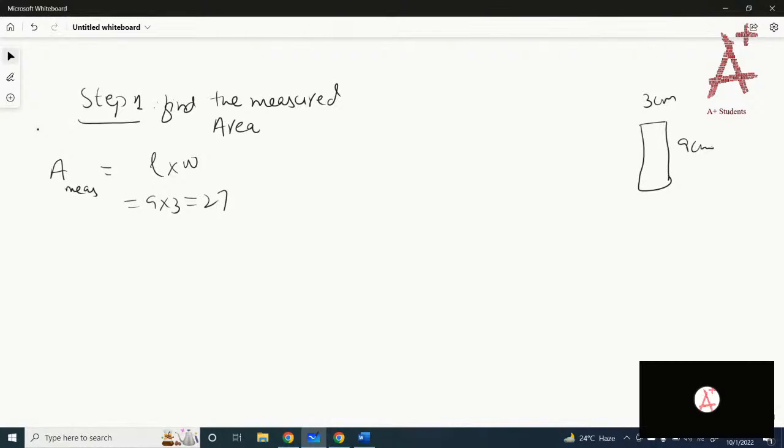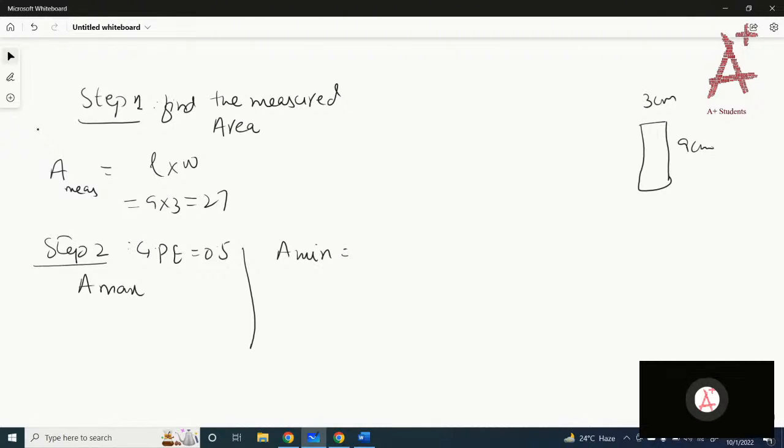Got it? Okay, for the second step, we have to find the minimum possible area and maximum possible area. Step 2 is we have to find the maximum area and the minimum area. So for the maximum area, we have to add the greatest possible error. The greatest possible error is 0.5 in this case, because the given values are whole numbers. 3 and 9 are whole numbers, so it would be 0.5.